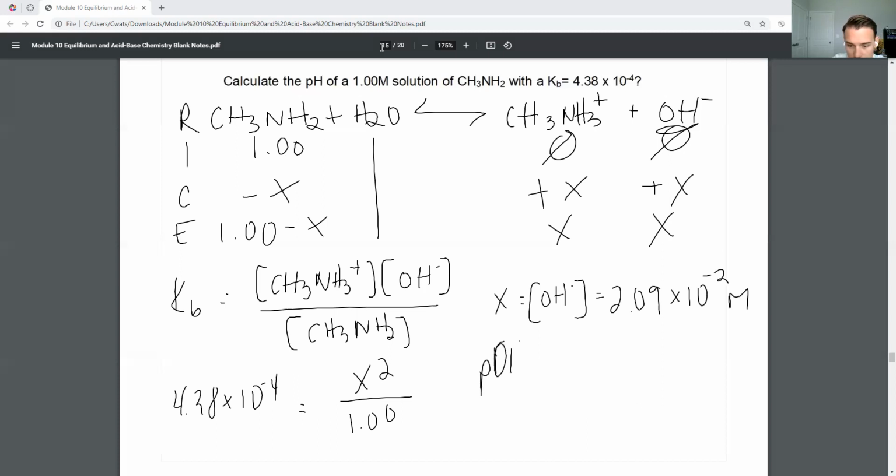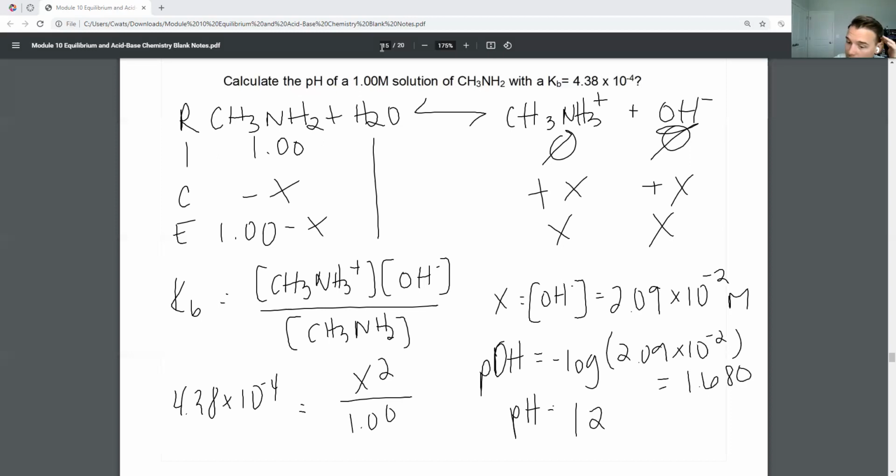So pOH is the negative log of this number. And then the pH is, whoops, I guess you'd probably want to know what this number is. 1.680. I'm following along with my sig figs. 3 sig figs in my concentration, therefore it will have 3 decimal places. And so my pH is 12.320. Again, this is a base. That pH should make sense to you. And that's it. That is it for these notes.